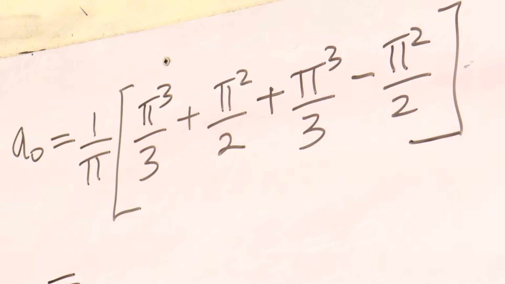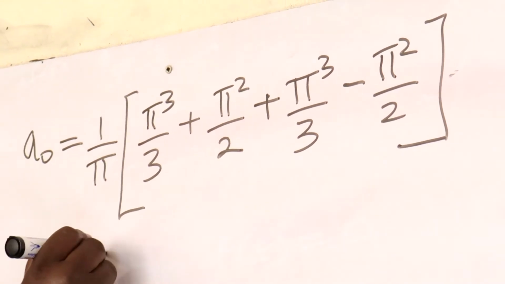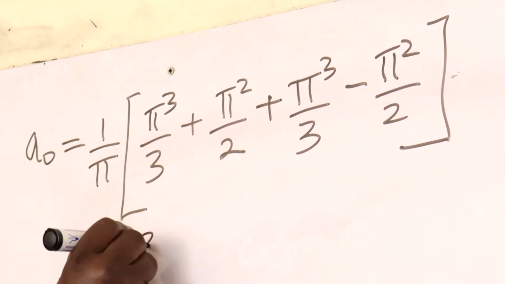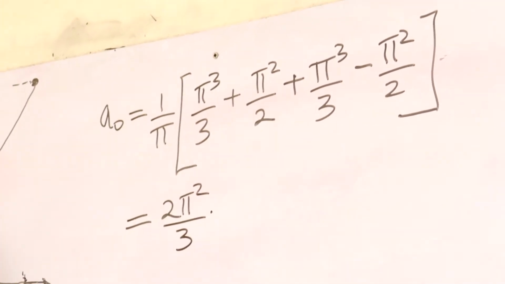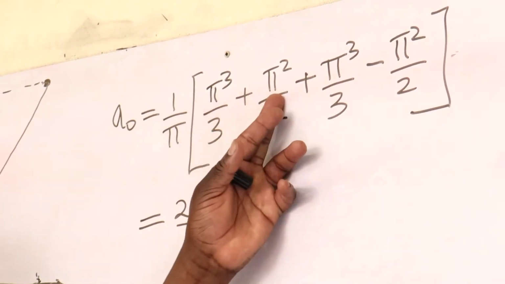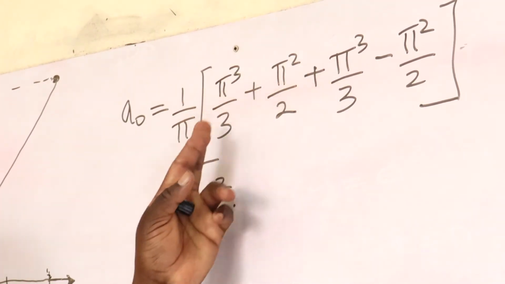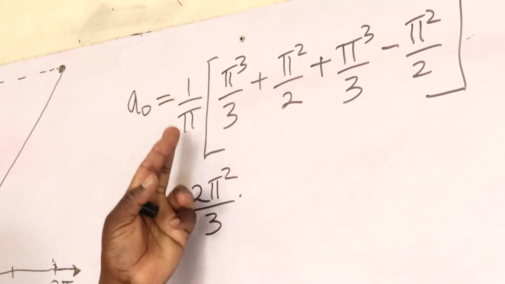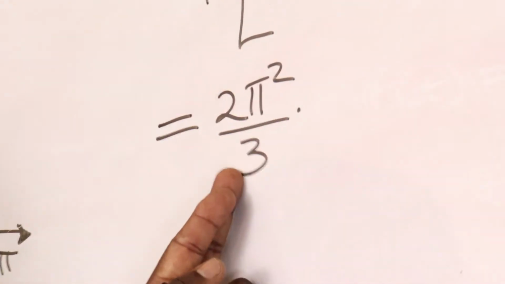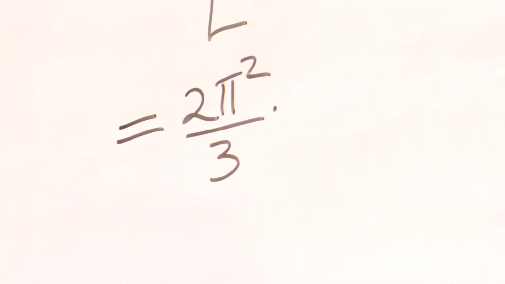So our A naught will now give us 2 pi squared all over 3. This one will cancel this. This will be 2 pi cubed all over 3. And then you divide by pi, we get 2 pi squared all over 3. So that is our A naught.